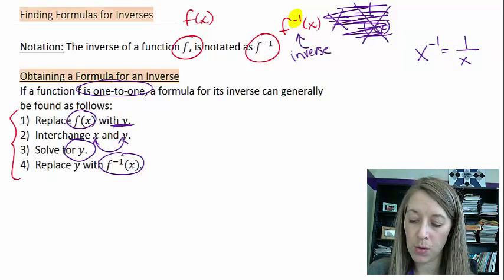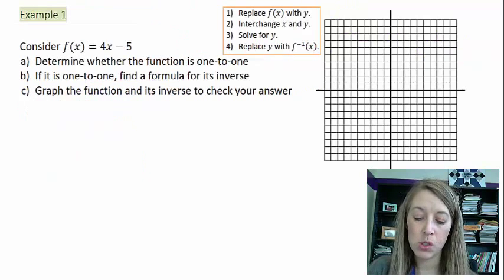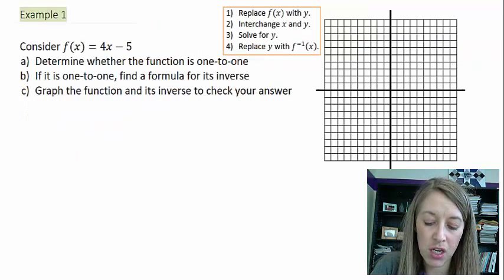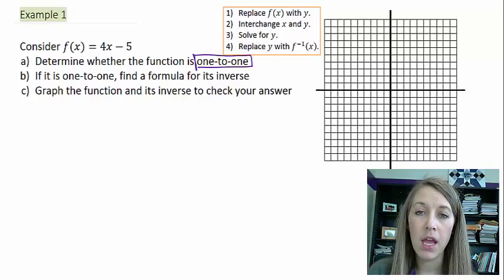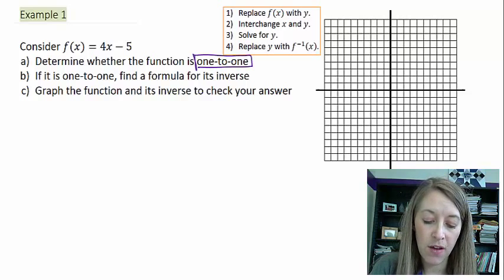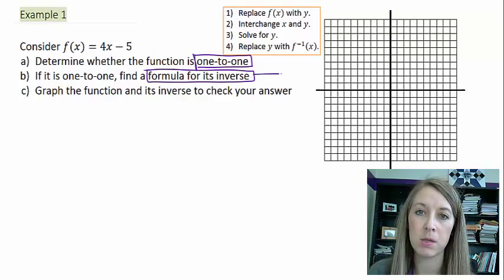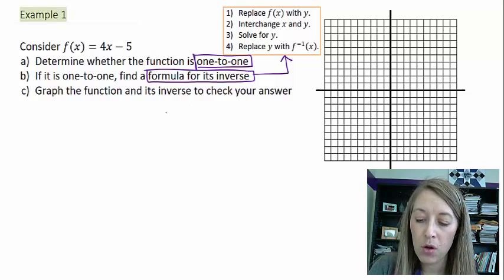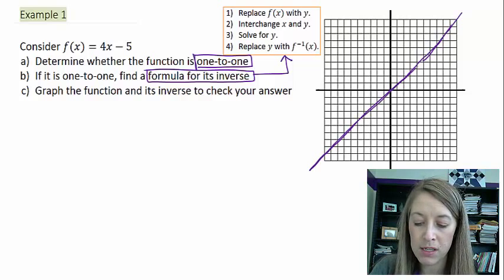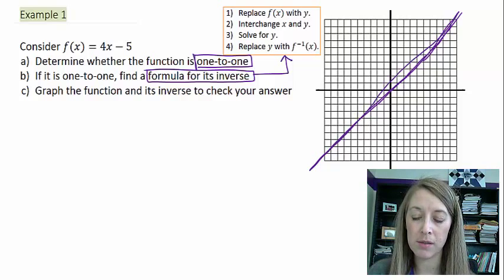Okay, let us do this with an actual example. First, we need to prove that our function is 1 to 1. If it is 1 to 1, then we can find the formula for its inverse by using those steps that we just talked about. And then we can graph this function and inverse to double check that we have the right answer. If we graph the function in one color and the inverse in another color, they should match up if we were to fold them over this line of y equals x.